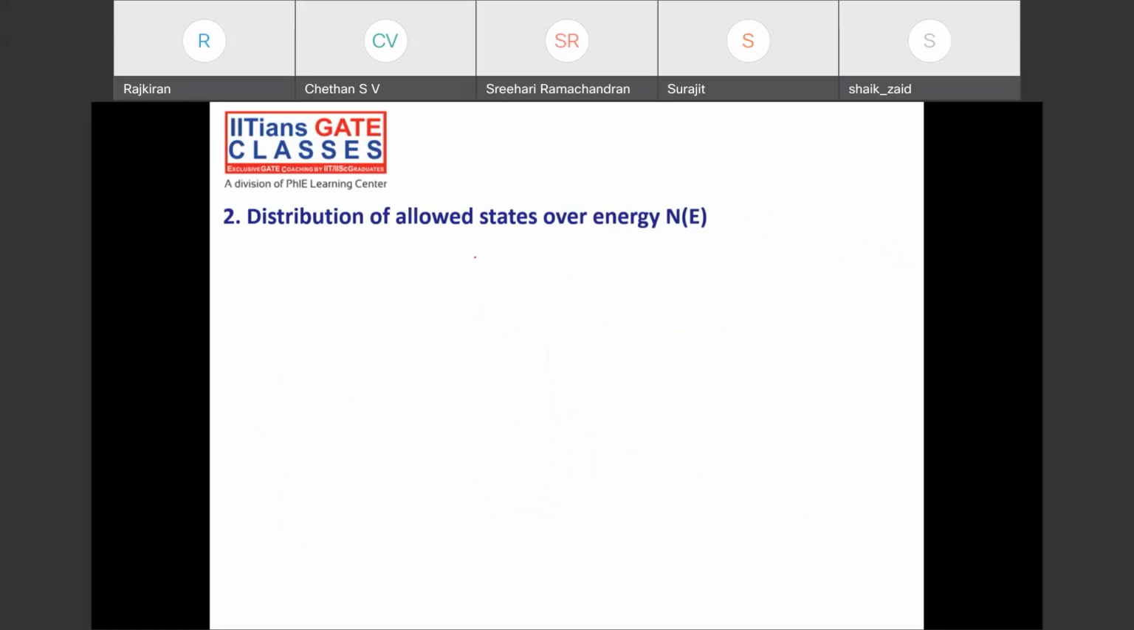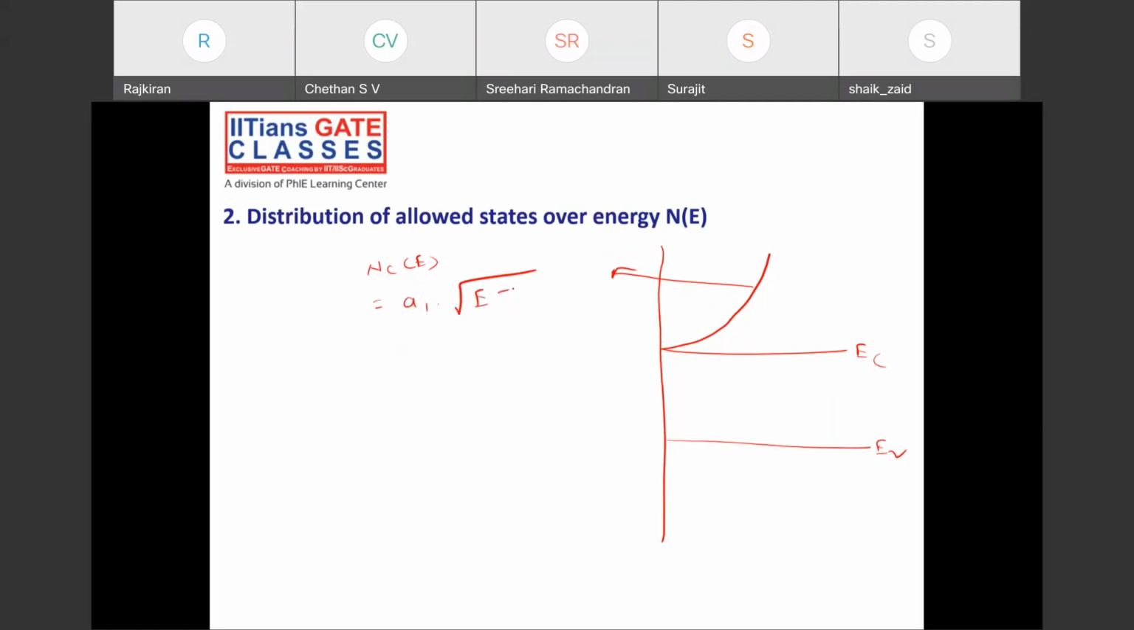So finally, what we got is the energy distribution, EC, EV. If I want to approximate it mathematically, this is my NC. This is an allowed state function, a distribution of allowed states in the conduction band. It will be simply A1 into root over of E minus EC. So A1 is equal to how much? 8 root 2. You need not remember this.